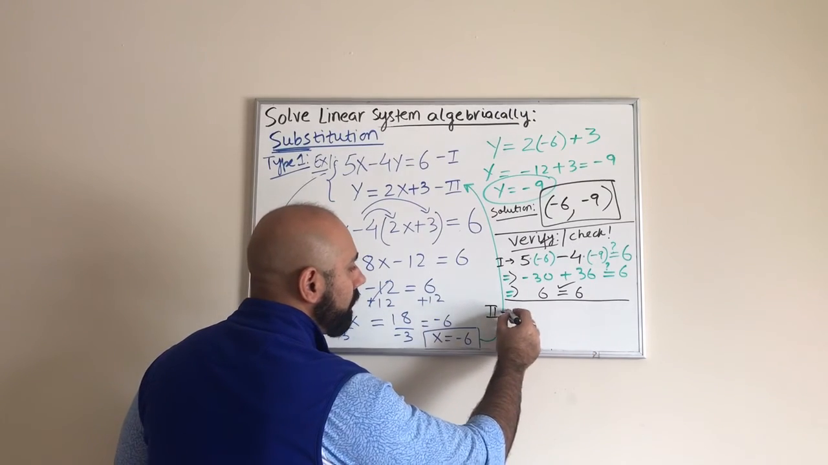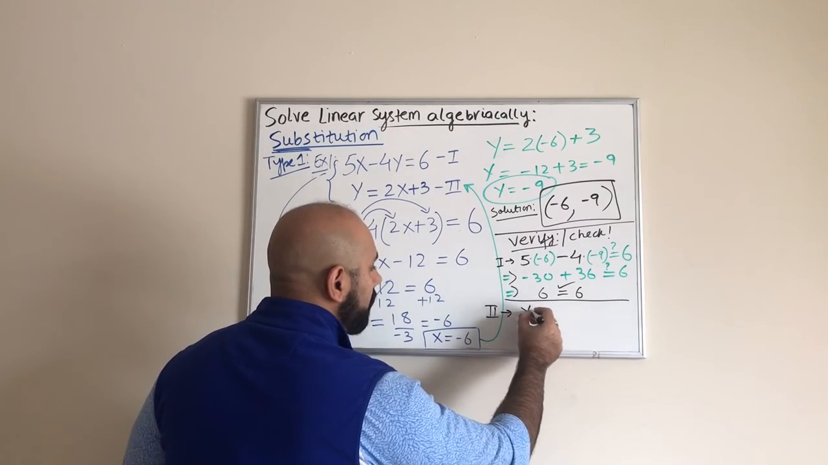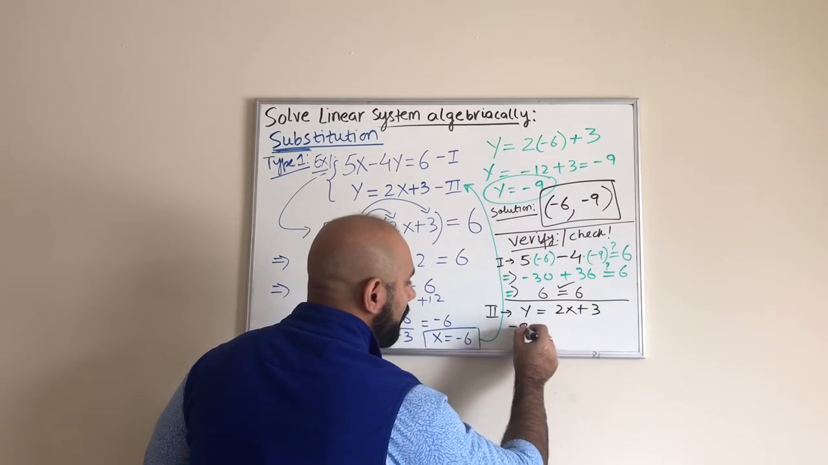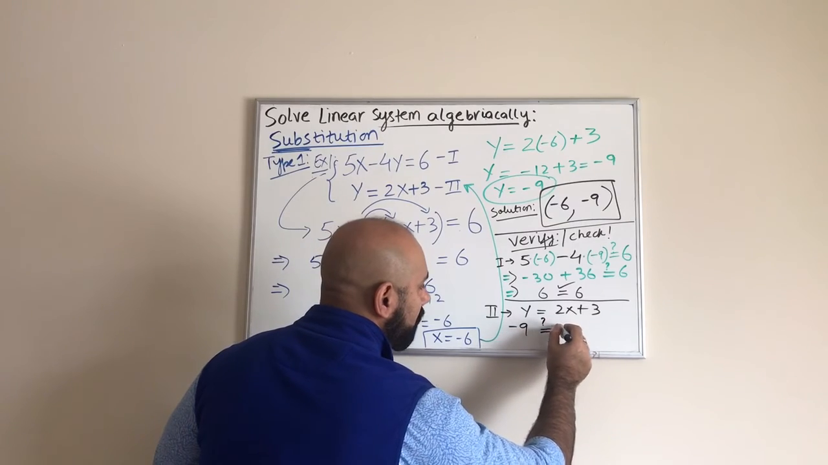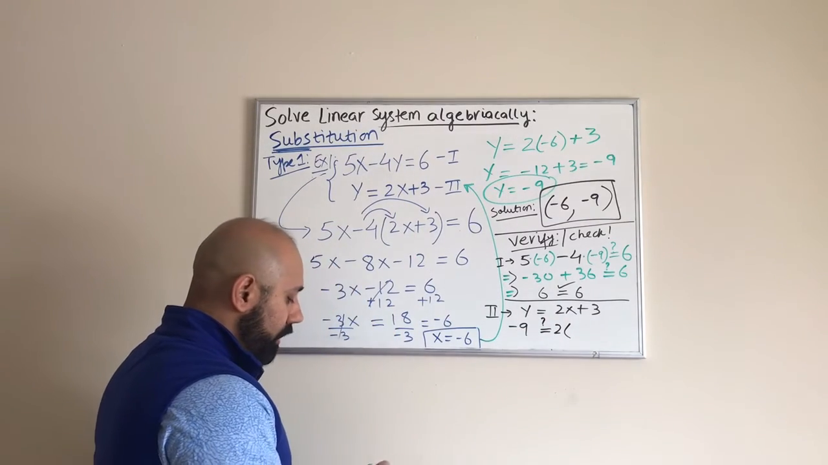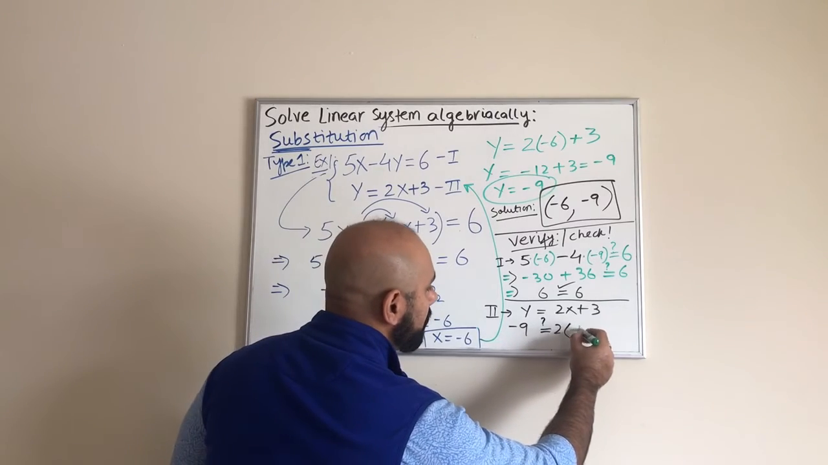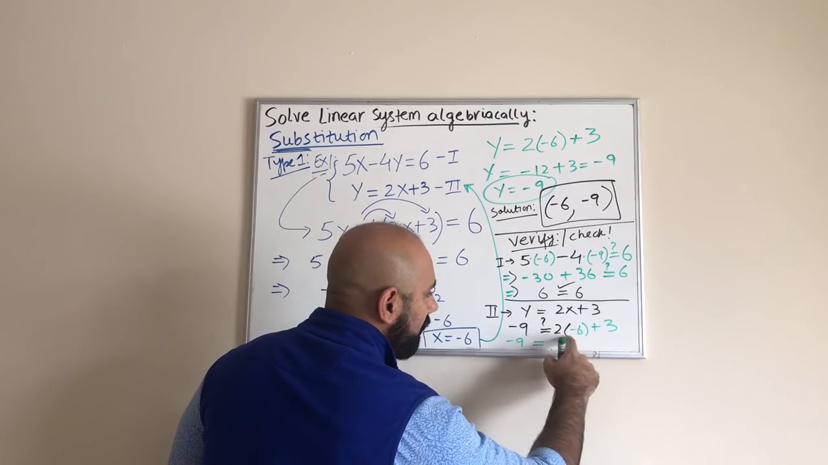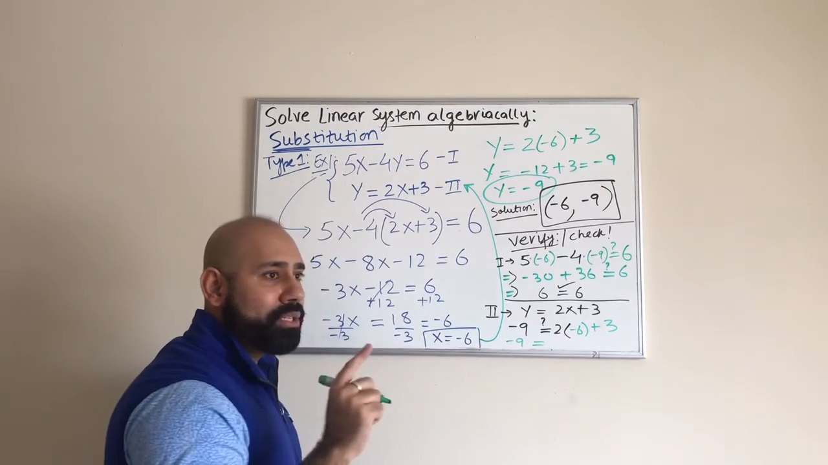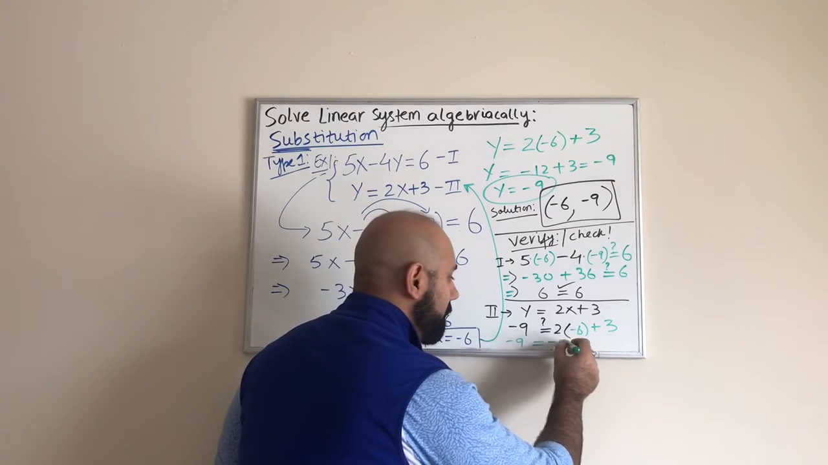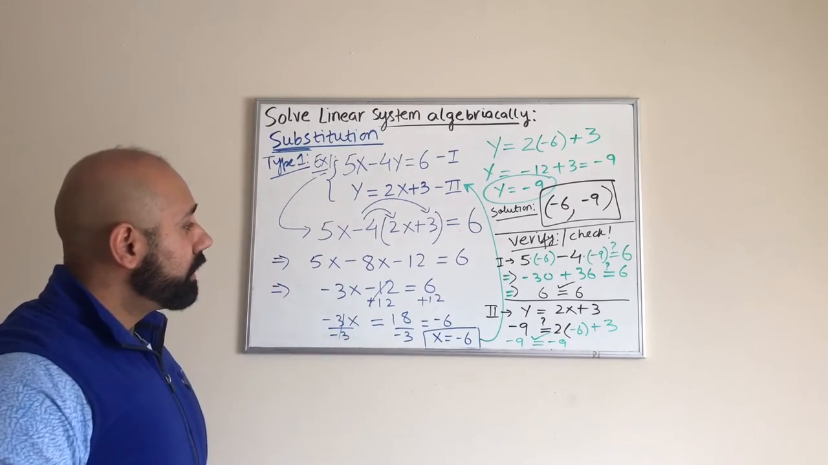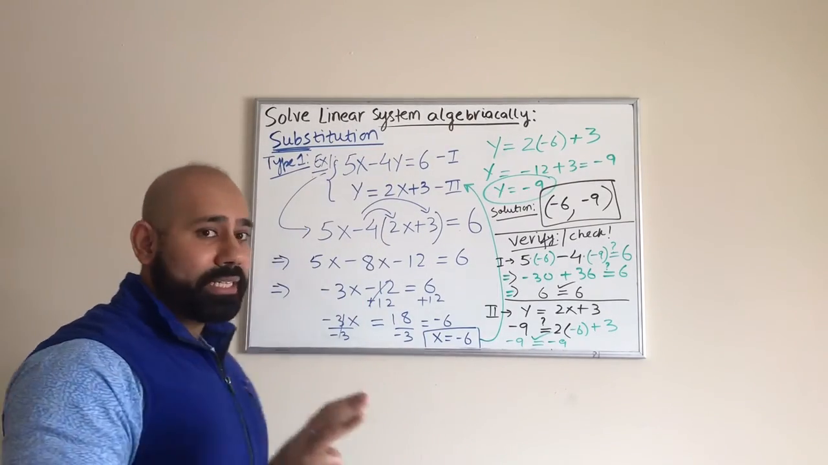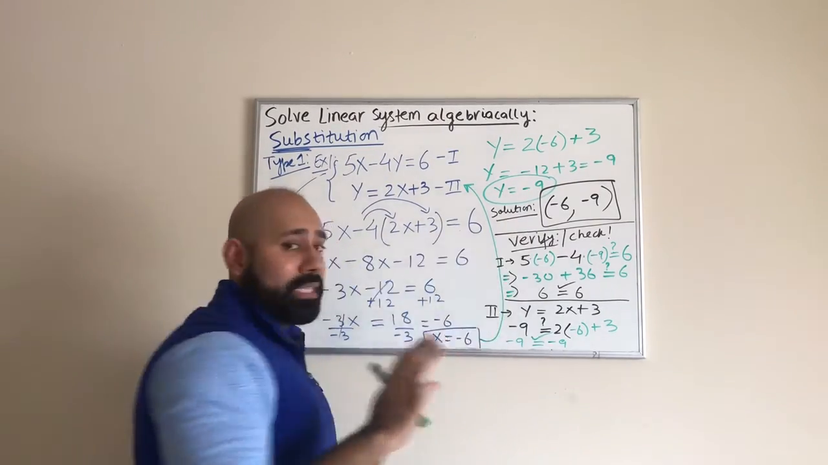So equation 2, I have y equals 2x plus 3. What is my y value? Negative 9. And I'm going to put a question mark here. Then I have 2 times x, which is negative 6, plus this 3, negative 9. And then if I simplify this, 2 times negative 6 is negative 12. Negative 12 plus 3 is negative 9. Good. So both of the values are verified for equation 1 as well as equation 2. So that guarantees us that our solution is correct.